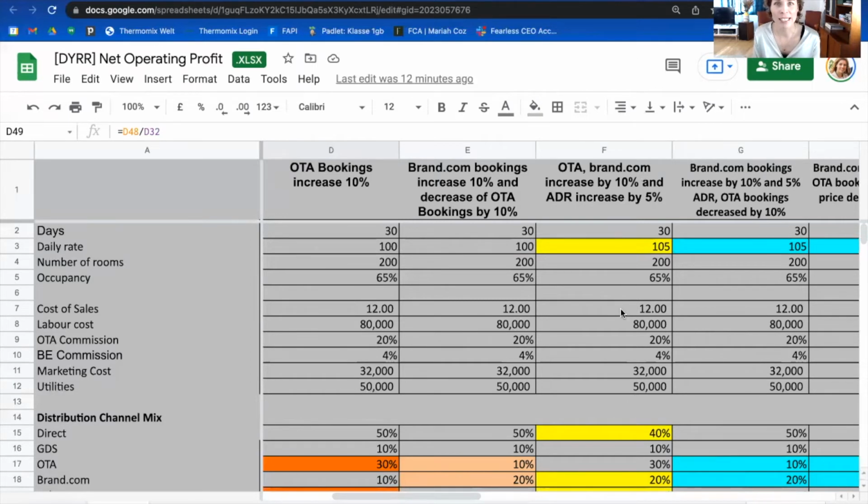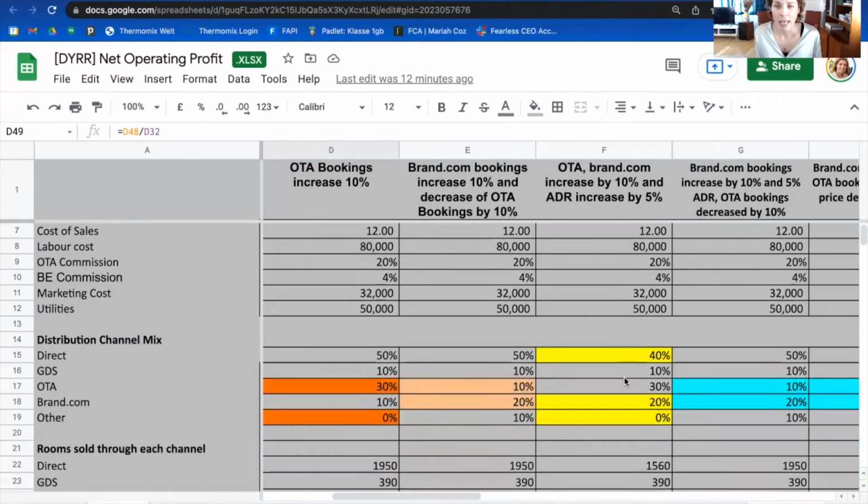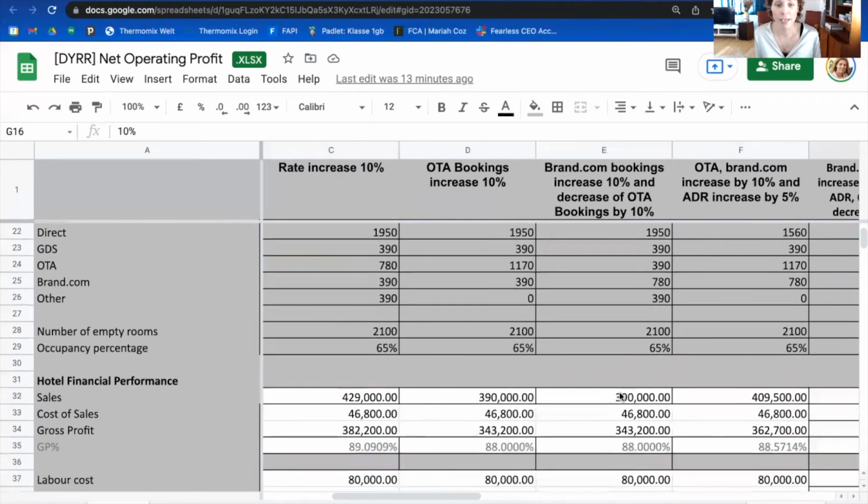So case number 4 is, I am increasing my selling price by 5%. So instead of 100 euro, I'm going to be selling at 105. And I have changed my distribution mix. So it means my direct business, let's say my conferences, decreased by 10%. I have increased my OTA bookings. I have also increased my bookings through the website. So altogether, it should be 100. Let me just check it. Yes, 100.